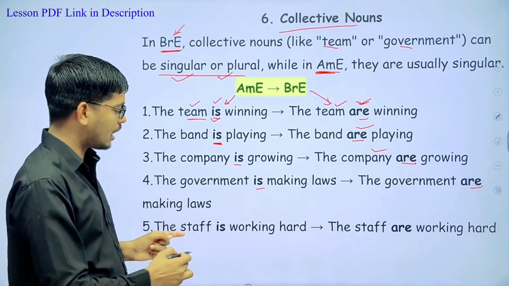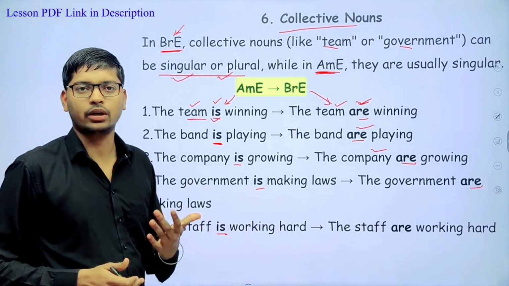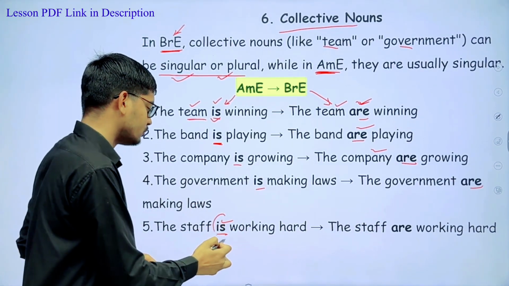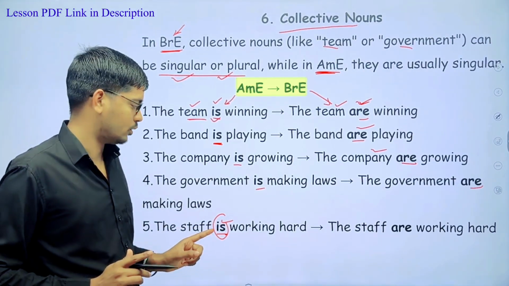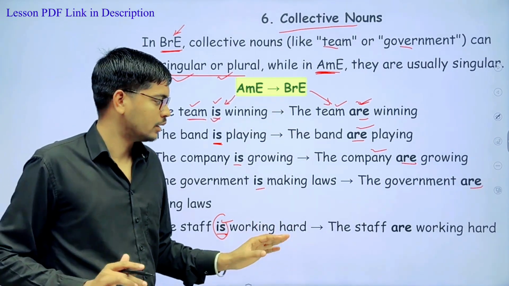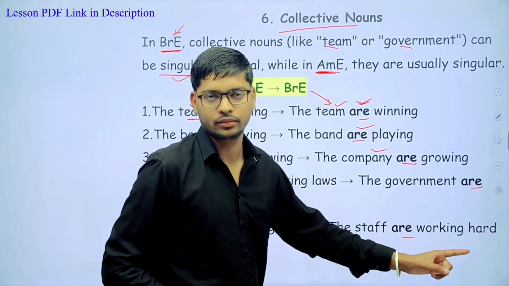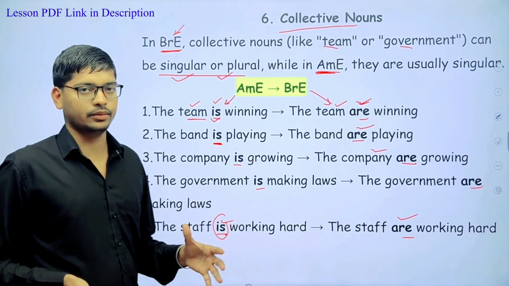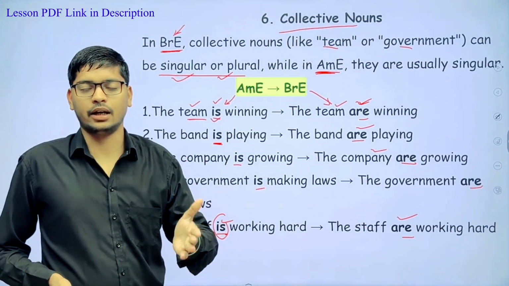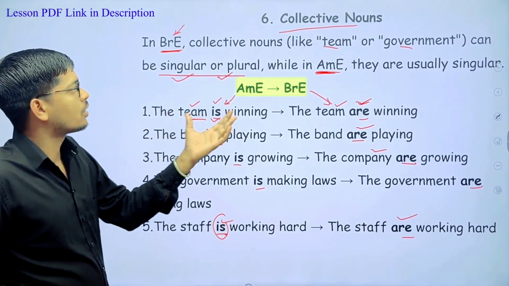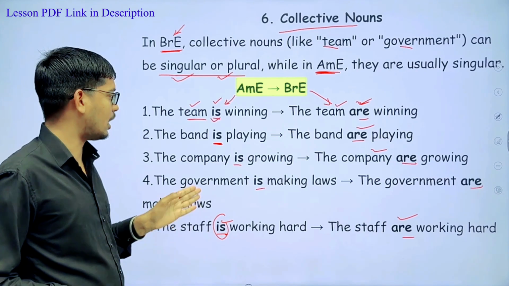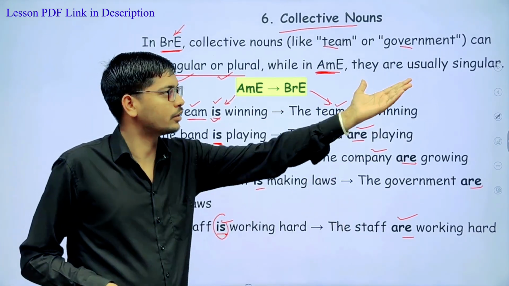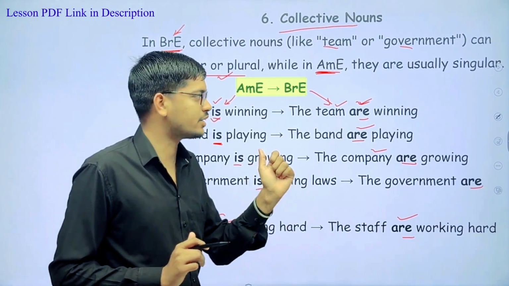Next, the staff is working hard. In American English, the staff is working hard. Staff is a collective noun, and in American English we use a singular verb. But in British English, the staff are working hard, with a plural verb. So you understand the collective noun differences between American and British English. Collective nouns like team, government, company, staff, band can be singular or plural in British English, while in American English they are usually singular. Let's see the next difference.